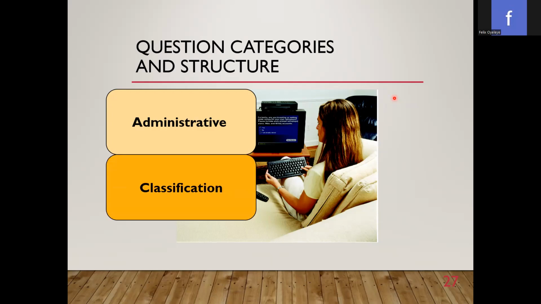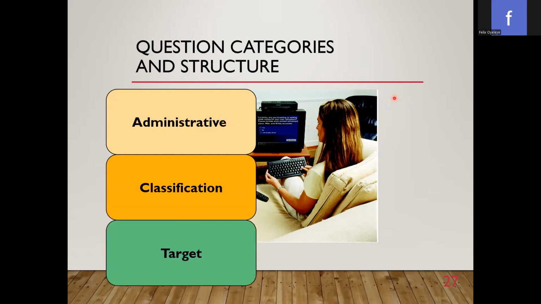Okay, the classification aspects of your item, your instrument, will be to categorize. It helps you to categorize. Maybe they are male, they are female, maybe depends on how you want to explain the output of that particular research.